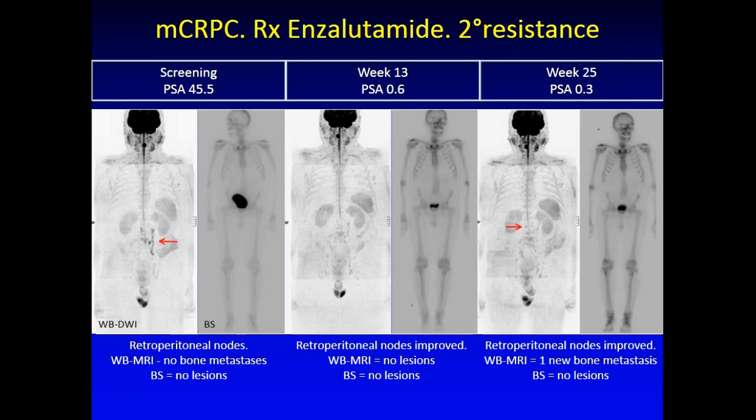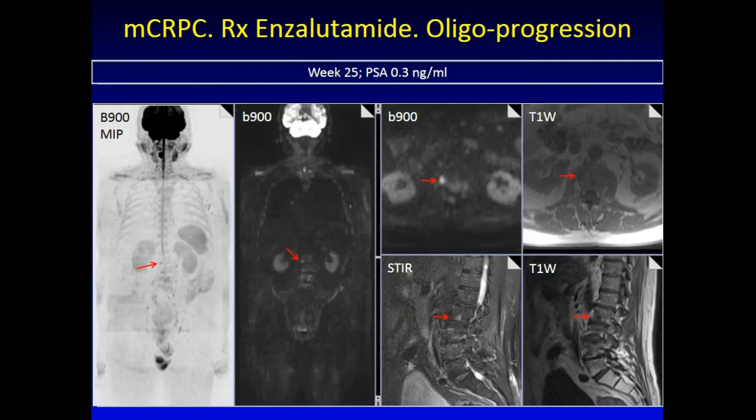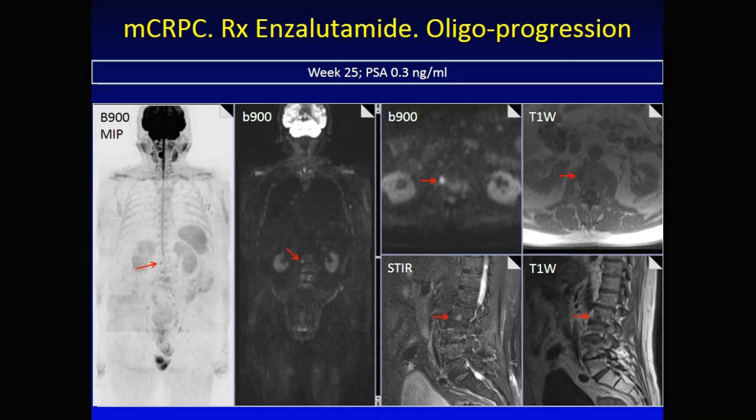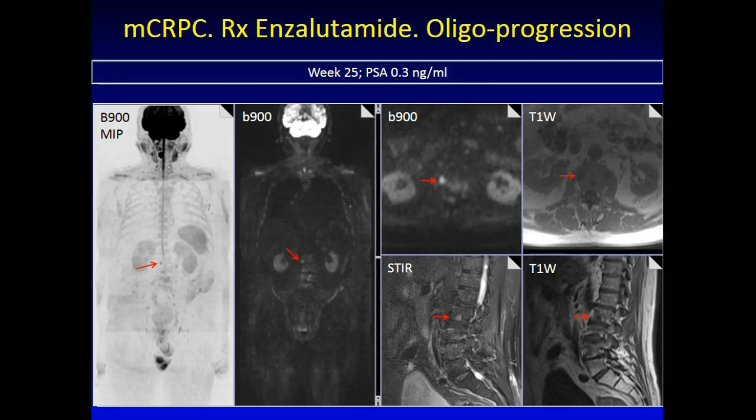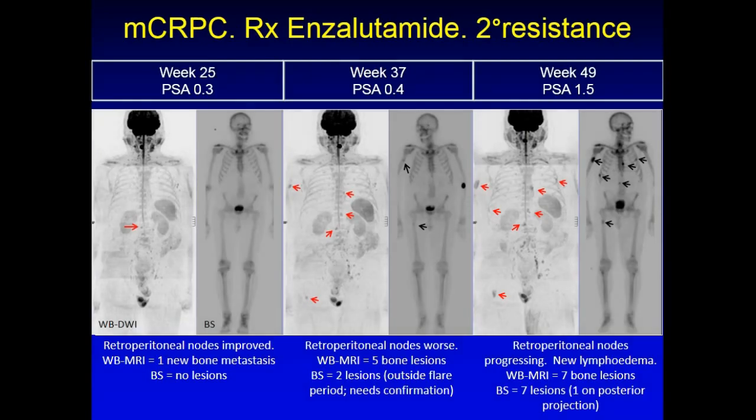At week 25, after 24 weeks of treatment, in fact there is a new lesion that is visible on the whole body MRI scan, and of course we can zoom down on this area and confirm that this is a metastatic deposit. Of course, we can also look at the prior two scans confirming that it is in fact a new lesion.